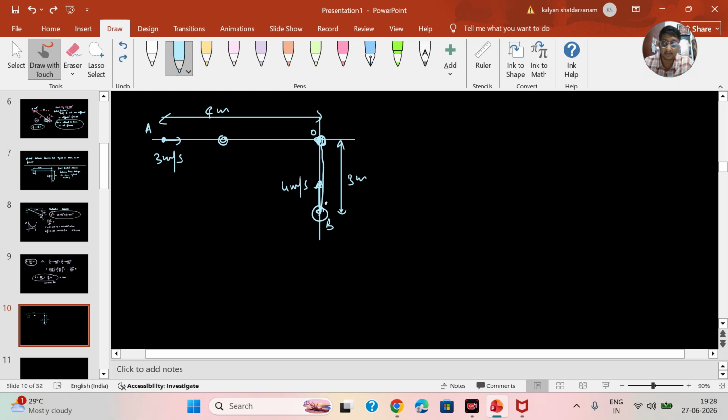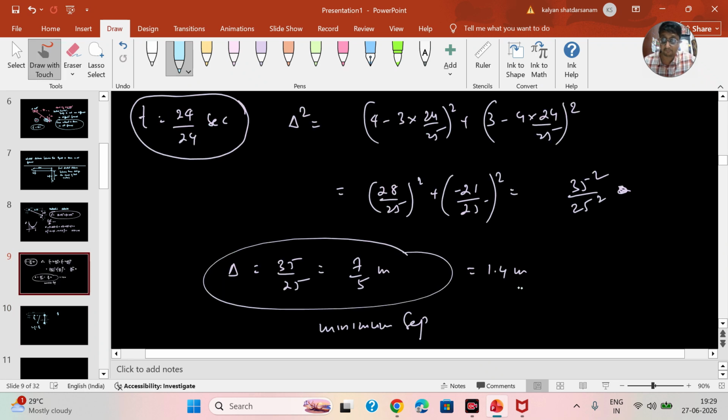In fact, if you calculate, if B comes here, time taken is 3 by 4. In that time, how much did A travel? Speed into time, 9 by 4. So what is the remaining distance? 4 minus 9 by 4, 16 minus 9, 7 by 4. That's what you are getting. But I got a better answer. I got 7 by 5, even smaller.